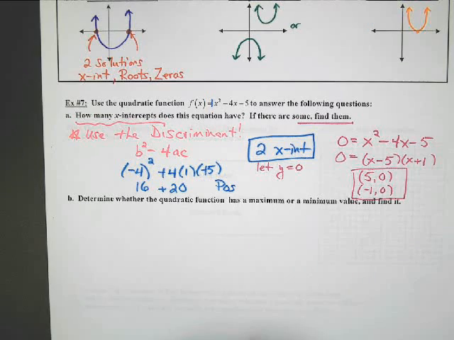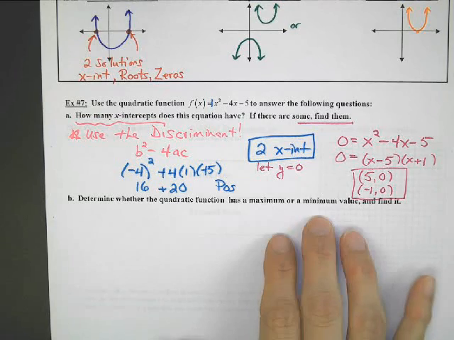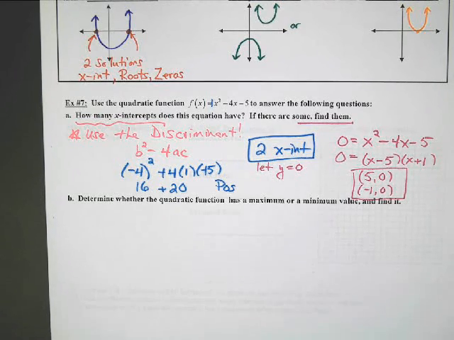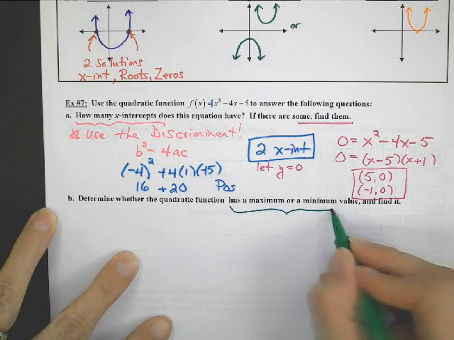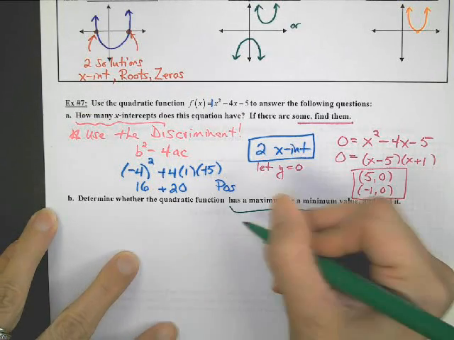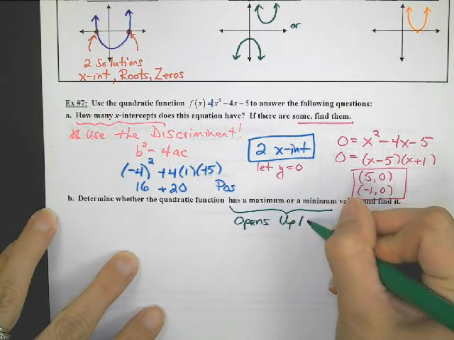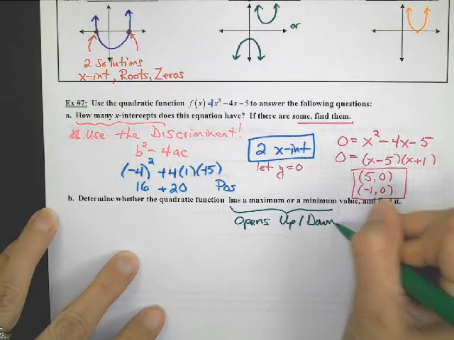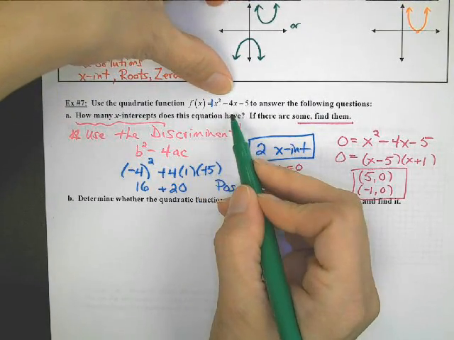Okay. Determine whether the quadratic function has a maximum or a minimum. Okay, this is a really, really easy question. A maximum or a minimum. Opens up or down? That's the question here. Does this parabola open up or down?